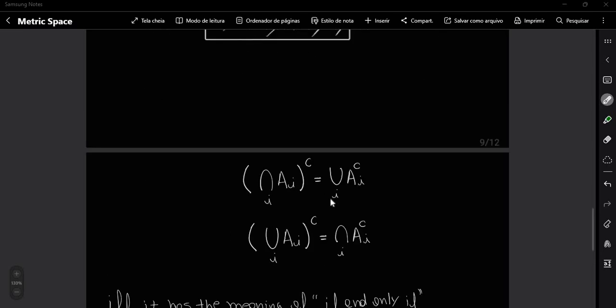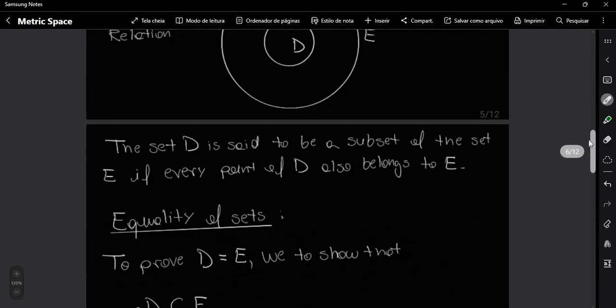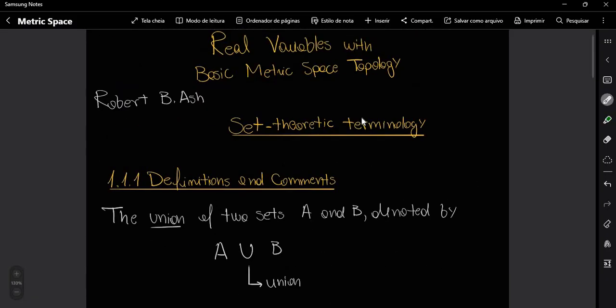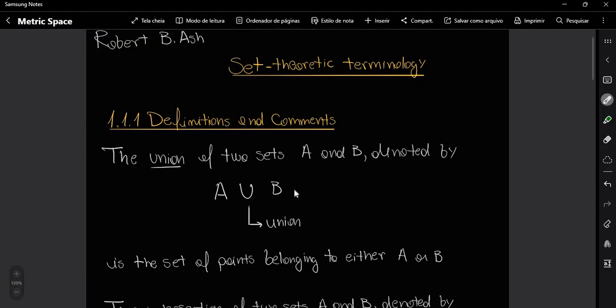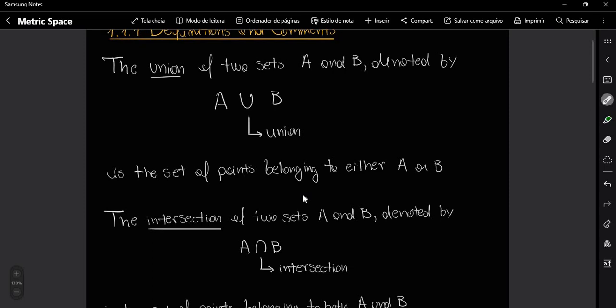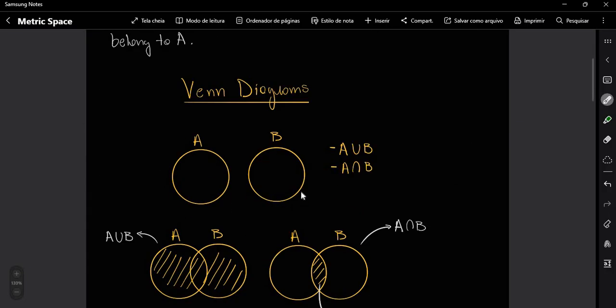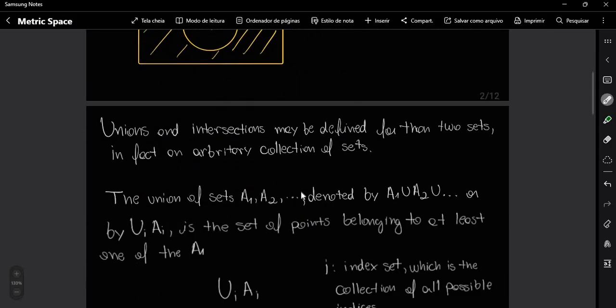Okay, so on the first video, I just give a brief introduction on set theory. So we start with set theory using this book, Real Variables with Basic Metric Space Topology, and we start with basic terminology. So at this point, we know what is a union between sets. We know what is an intersection between sets, and also what is a complement.